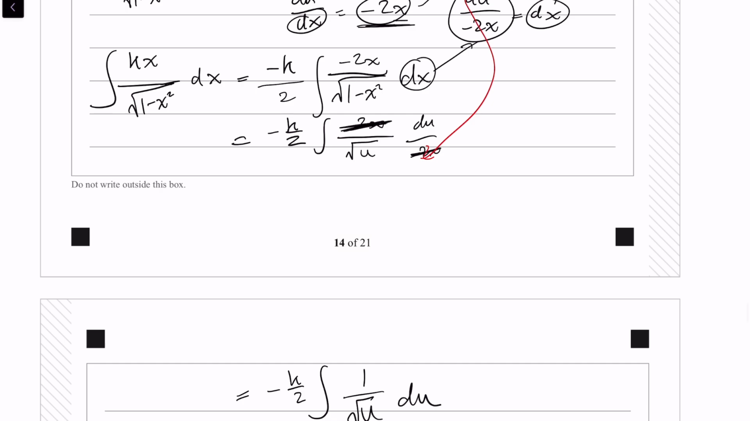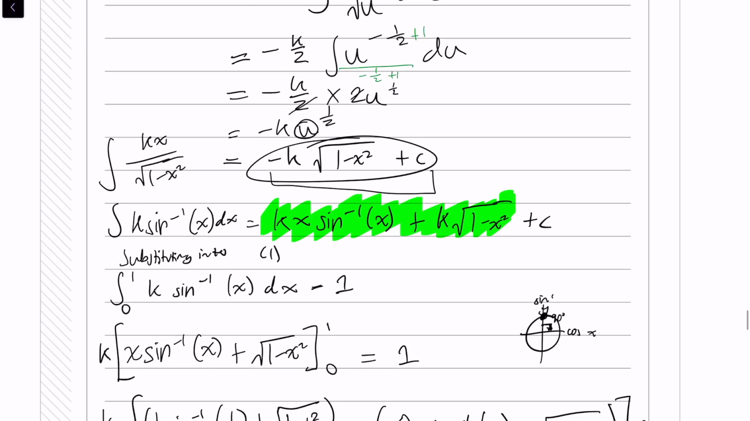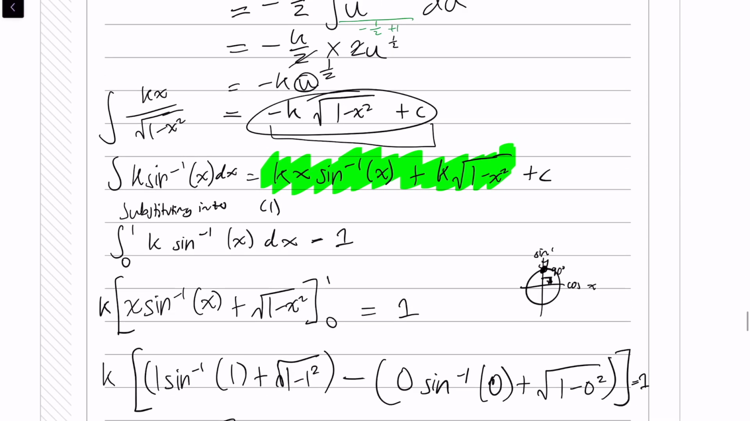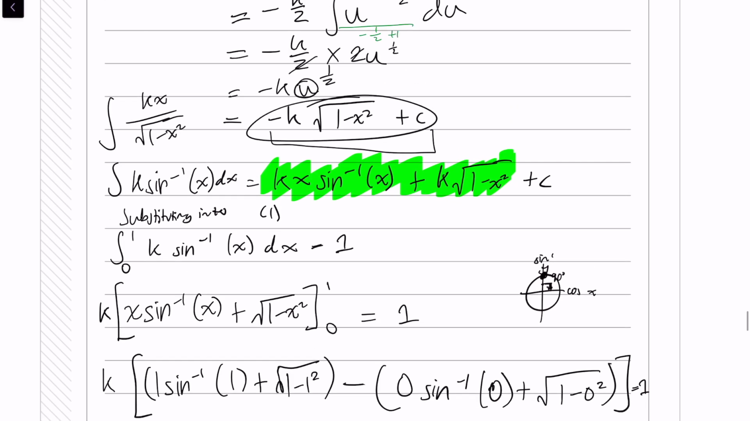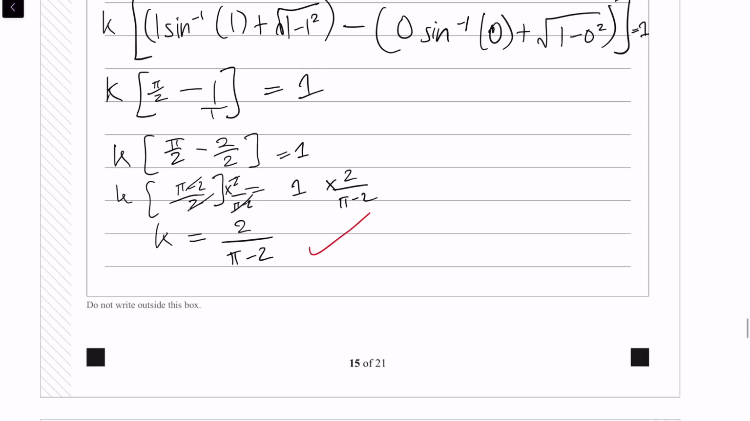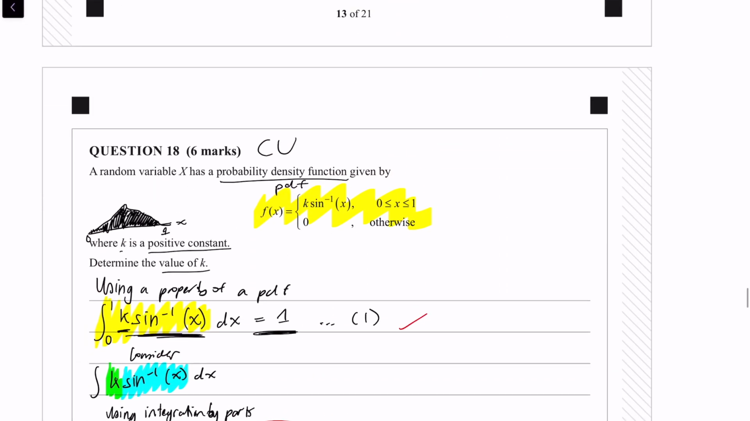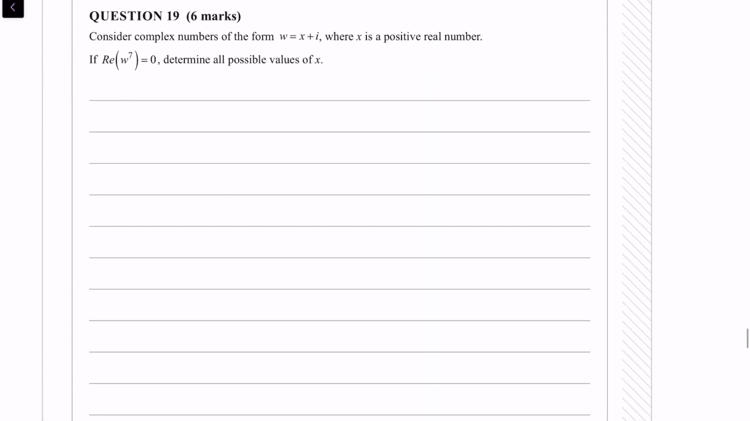That constitutes 1 mark, and then determining a general result for the required integral, which is this part with the plus c. Yes, this part right here with the plus c. And then obviously the last mark is by finding the value of k. And that's my 6 marks there. Sweet. Now on to the last question.